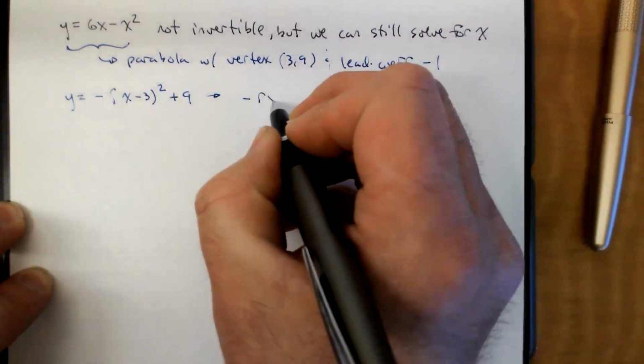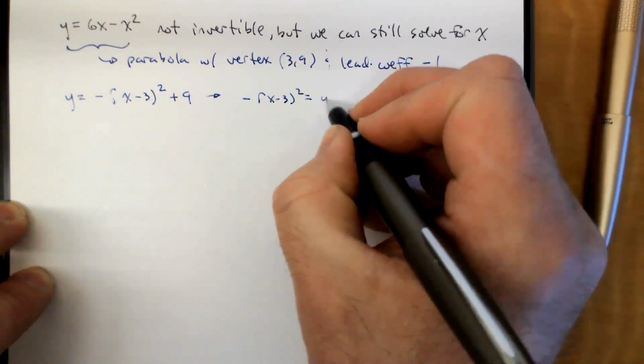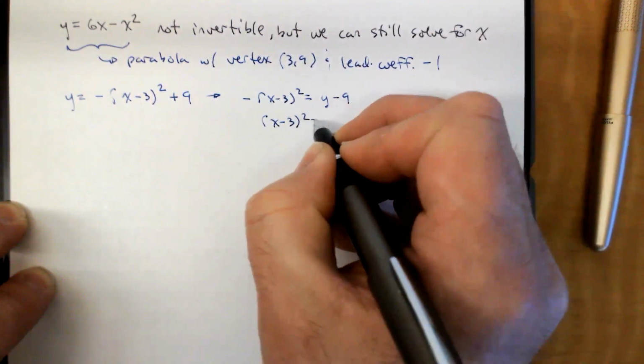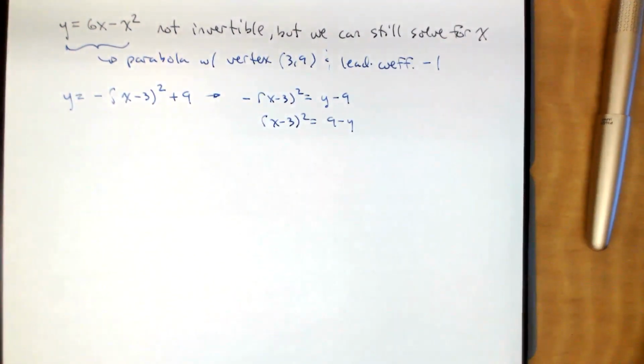So minus (x minus 3) squared is equal to y minus 9. I'm going to flip that around. I want (x minus 3) squared equal 9 minus y. And here's where we come up with the two functions, because we have to solve the square root, and that produces a plus or minus.